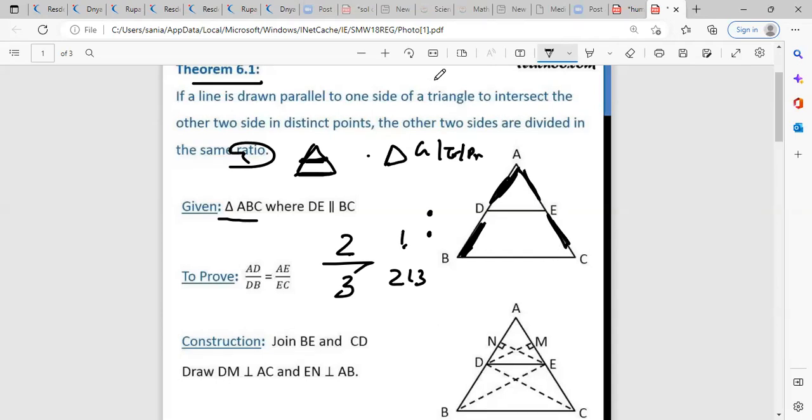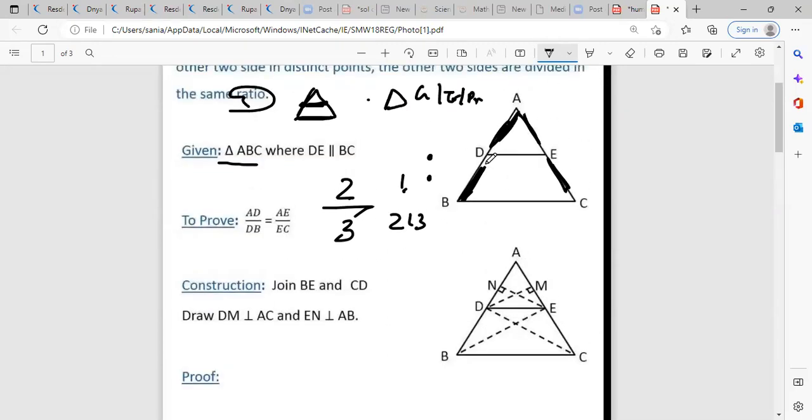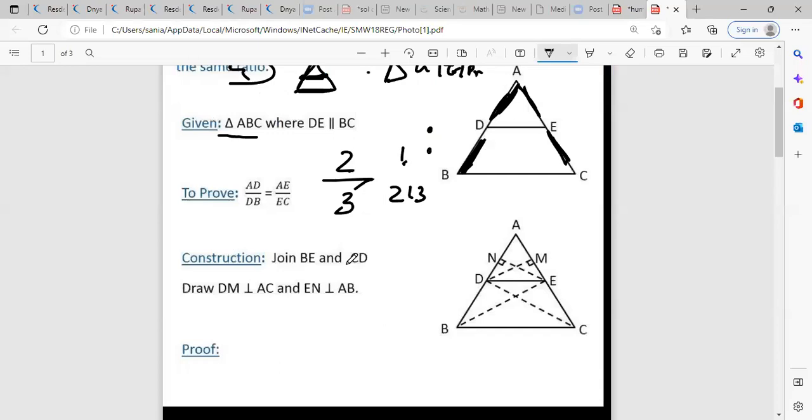Now, see, of course, you have to do some construction. It's not easy for you to just do it. So what you will construct, first of all, join BE. Taking from here, you will make a line and you will join it. Join BE and CD. BE and CD you will join by dotted lines.